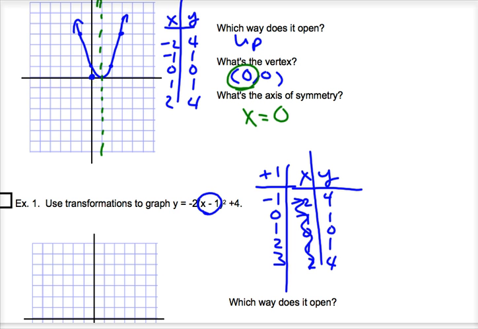And you can see now that if I plug in -1, I do get 4. -1, 4 is right there. If I plug in 0, I get 1. Here's 1, 0. Here's 2, 1. And here's 3, 4.